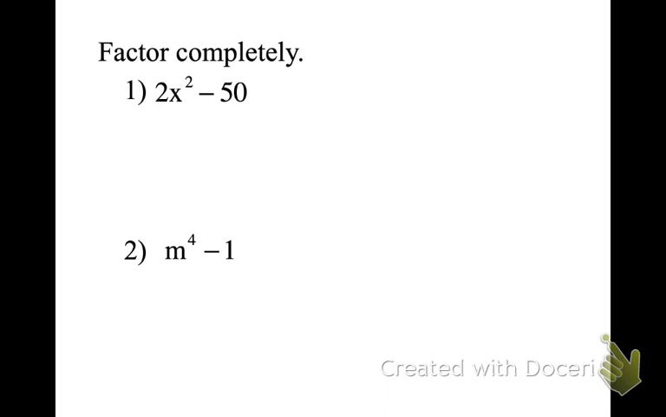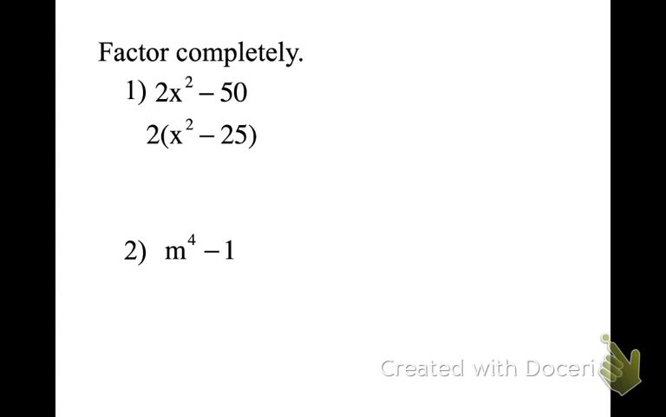What do we do? We look for a GCF. Does this have a GCF? 2. So I factor out my 2, and what's left? X squared minus 25. Is it completely factored? No. So I don't get to stop. What can still be factored, Cameron?